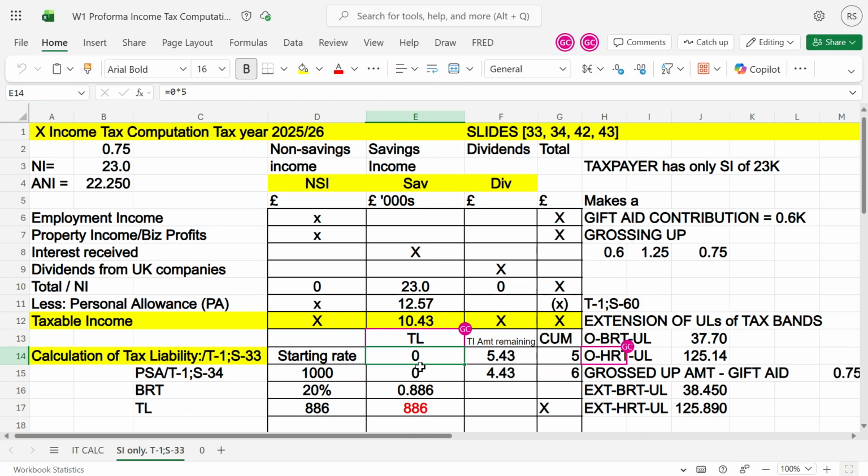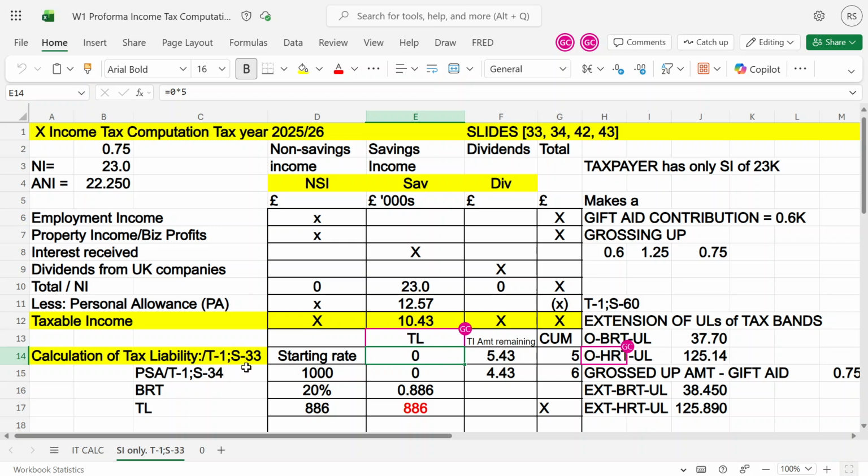That's right. Because you can have dividend income also in this case, you will still get these benefits, because dividend income is taxed later. First we tax the NSI, then we tax the SI, and then we tax the DI. Is this clear? Now you see why you start with 10.43 of taxable income, and then you get the starting rate.